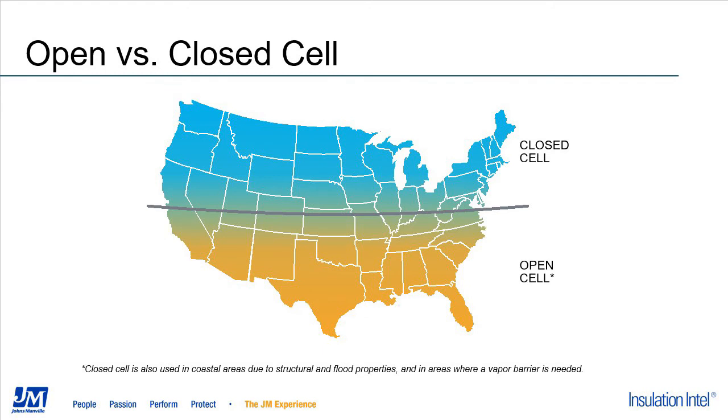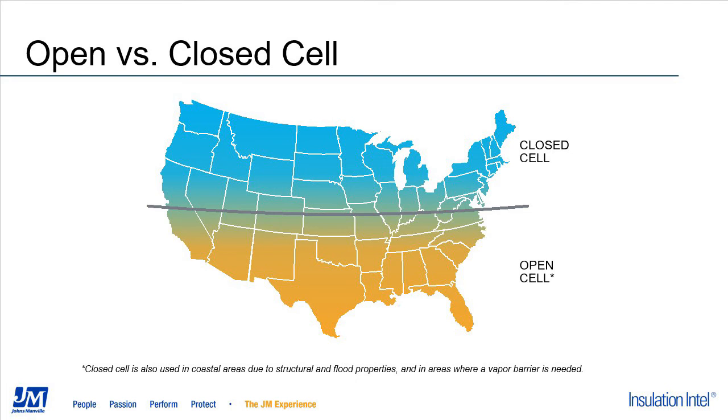Next, the biggest difference between open cell and closed cell foam is typically where it's installed. As a general rule of thumb, you'll find that open cell is used in more of the southern regions of the United States, and closed cell foam is typically used in the north. While you can use any product, open or closed cell, across the United States, the reason for this difference is the temperature swings experienced in each region.